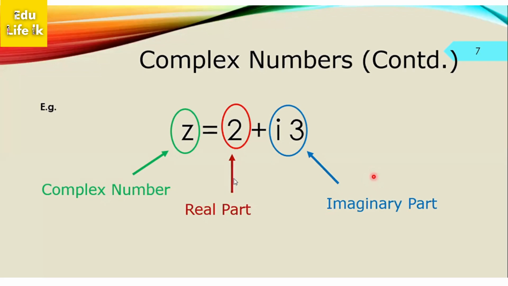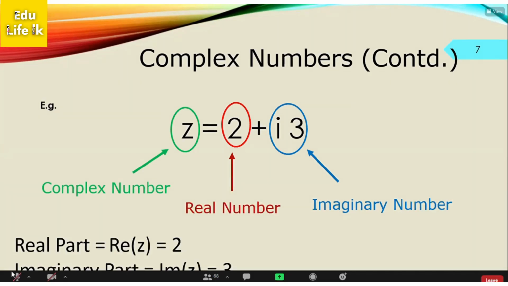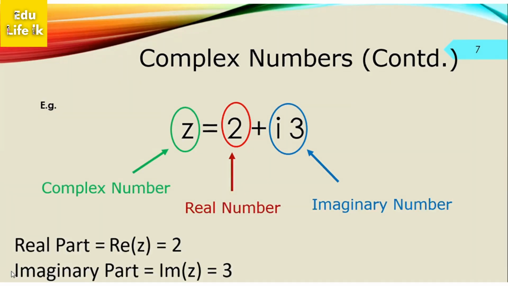We have the real number. Sorry, here it should be imaginary number, right? By mistake, I have put it here as imaginary part. Please correct that it is imaginary number. I times 3 is the imaginary number, and this is the real number. Clear? Yes, madam. Okay.